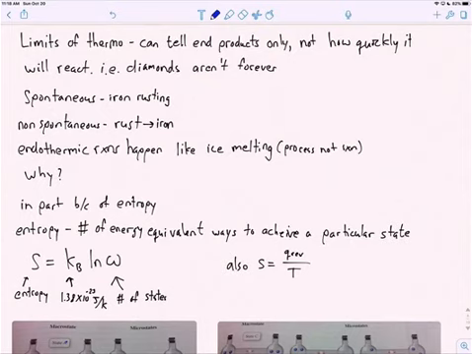of thermodynamics. And let's talk about the limits of thermodynamics. You can tell what the end products are, but not how quickly it will react. So we know, for instance, if you take a diamond out from beneath the earth, at this temperature and pressure, diamonds are thermodynamically unstable. They will turn back into graphite, but it will take a very long time.